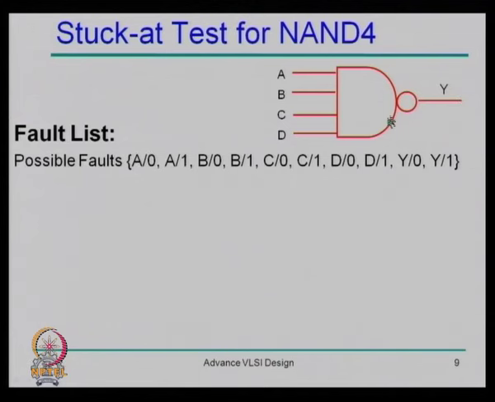Now, how many faults can there be? We have 5 lines, so there can be 10 faults, because every line can be stuck to logic 0 or stuck to logic 1. Like line A can be stuck to logic 0, line A can be stuck to logic 1, line B can be stuck to logic 0, line B can be stuck to logic 1, line Y can be stuck to logic 0, line Y can be stuck to logic 1, right. Now, the question is how I test these 10 different faults.